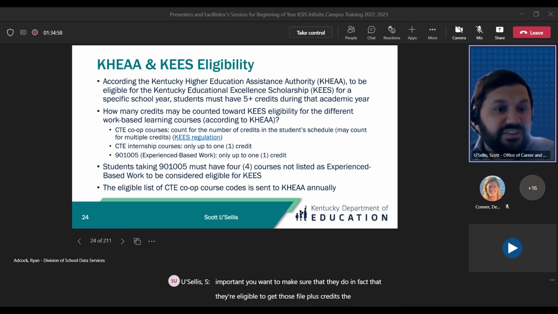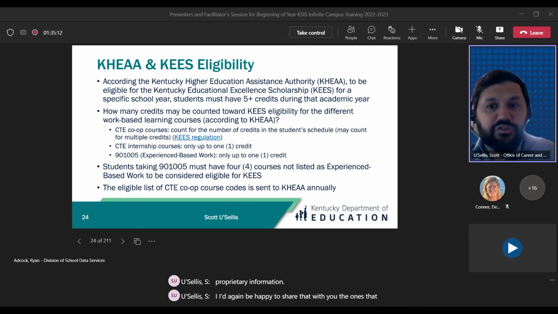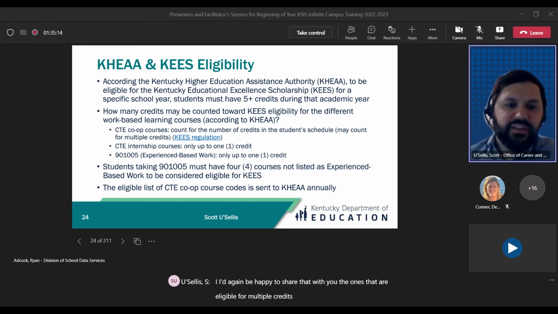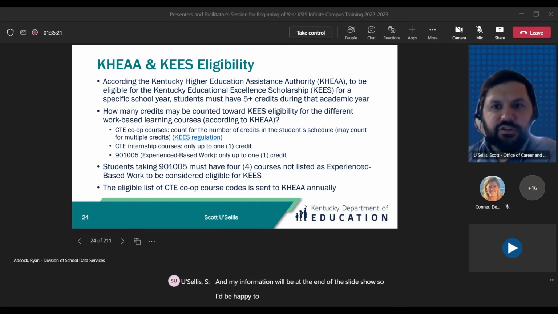The eligible list of CTE co-op course codes, so those are the special ones that can count for multiple credits, is sent to KIA annually. I would be happy to share that list with you. That's not any proprietary information. I'd, again, be happy to share that with you, the ones that are eligible for multiple credits toward KEYS eligibility. And my information will be at the end of the slideshow, so I'd be happy to take your call or your email.